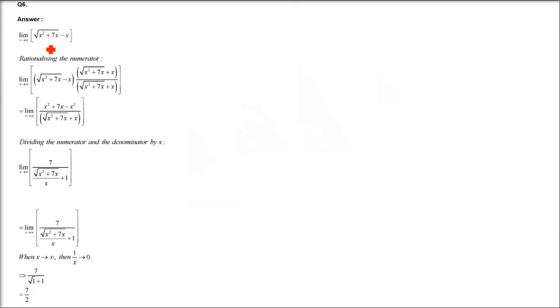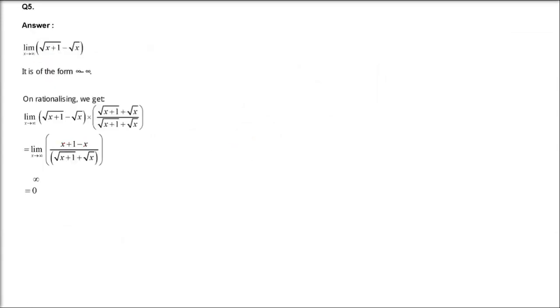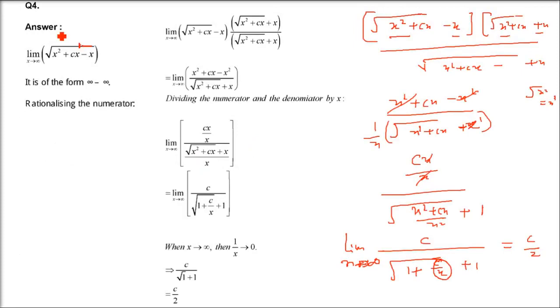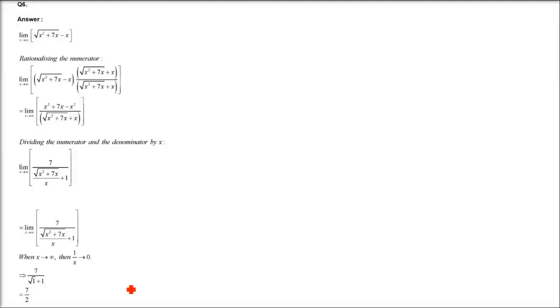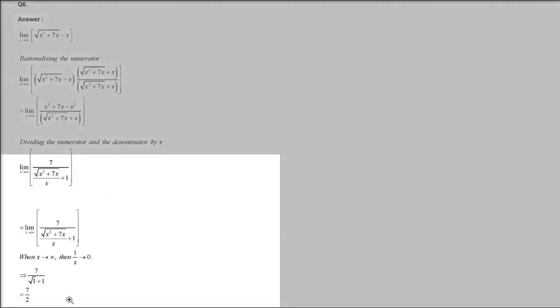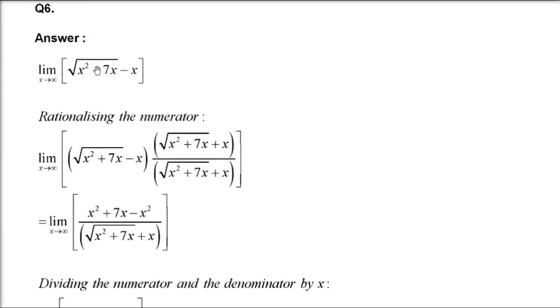Now question number 6. Under root x square plus 7x and then minus x. As I was saying, this question is exactly like the fourth question. So the answer there came c by 2. Here the answer is going to come 7 by 2 because c is 7 here. So same thing we have to do. If you put x as infinite, it's going to be infinite minus infinite. So you just have to resolve it first, then we apply the limits.